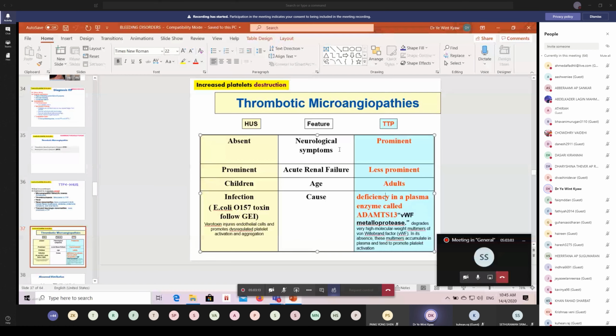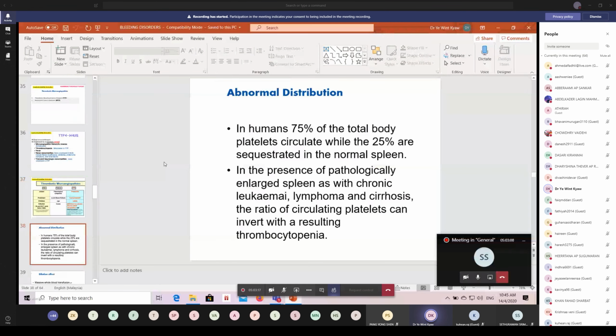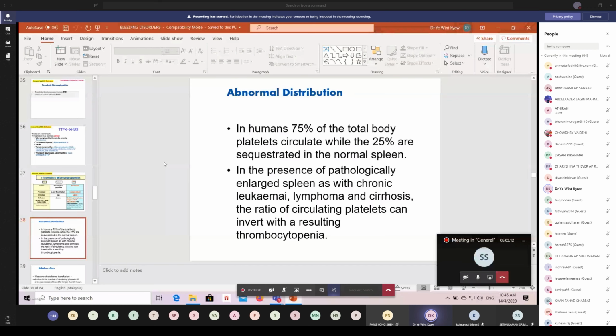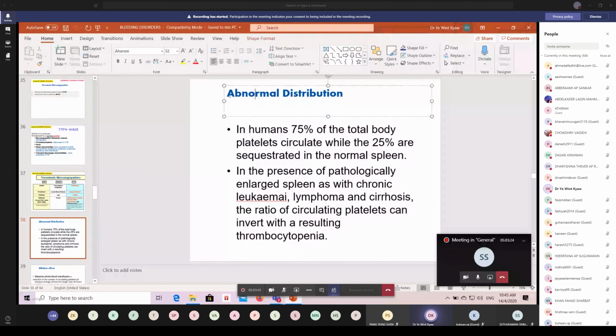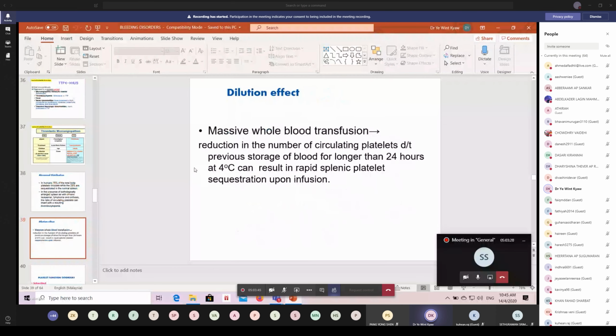Abnormal distribution, just for knowledge: this is caused by an enlarged spleen, like in leukemia or lymphoma, which can reduce platelet count due to abnormal distribution. Dilution effect I already explained; it usually occurs in massive transfusion. Platelets can be retained in blood stored longer than 24 hours. I will teach platelets later. If you want to maintain platelets, the temperature is different, 22 degrees Celsius. Normal blood storage temperature is 4 degrees Celsius; platelets can no longer survive.